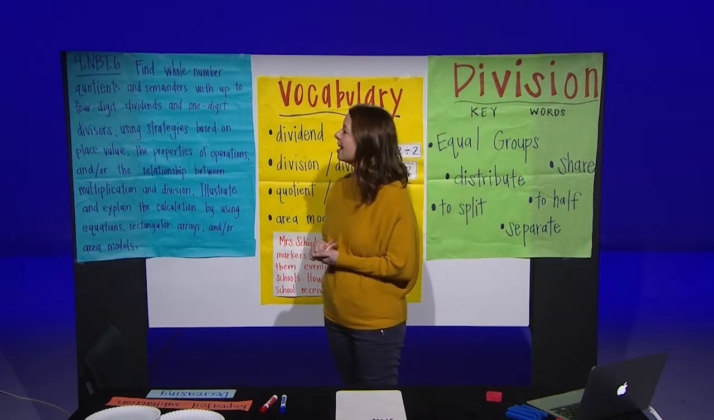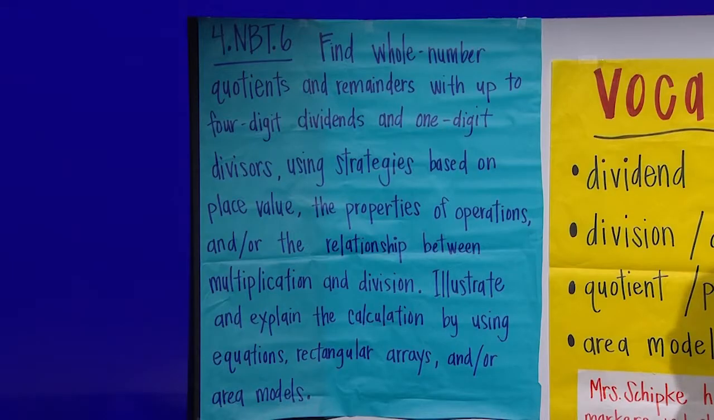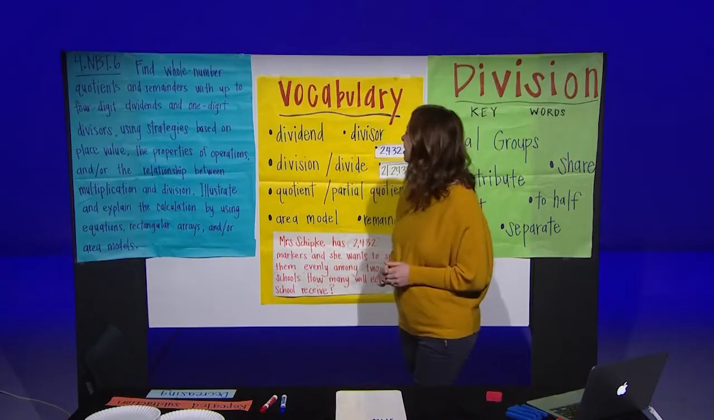It's 4.MBT6, and the standard reads, find whole number quotients and remainders with up to 4-digit dividends and 1-digit divisors using strategies based on place value, the properties of operations, and/or the relationship between multiplication and division. Illustrate and explain the calculations by using equations, rectangular arrays, and/or area models. So we're going to be learning a lot today.